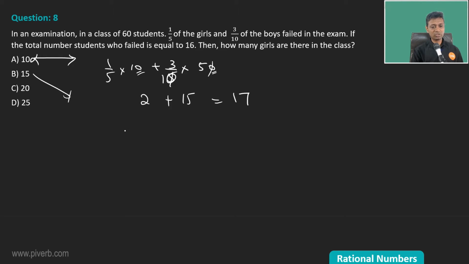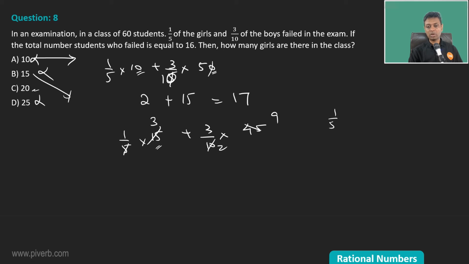This choice: 1/5 into 15 plus 3/10 into 45. 15 are girls, remaining 45 should be boys. This is 3. 3/10 of 45 is 27/2. This is not even possible. It's out. The number of boys cannot be an odd number. It has to be an even number. It has to be somewhere that 10 has to cancel. It has to be a multiple of 10. So we can eliminate this also.